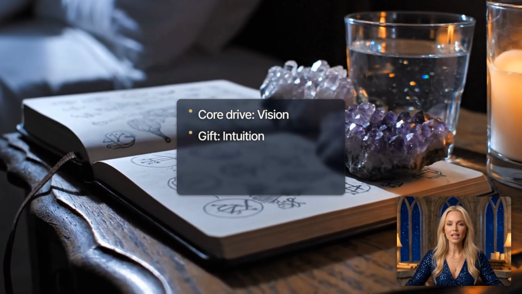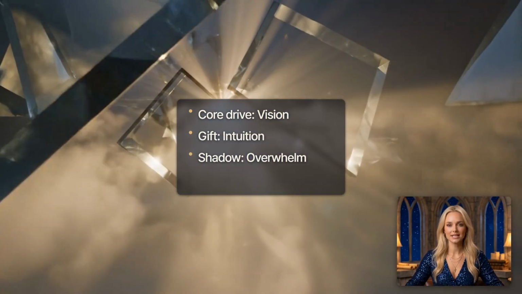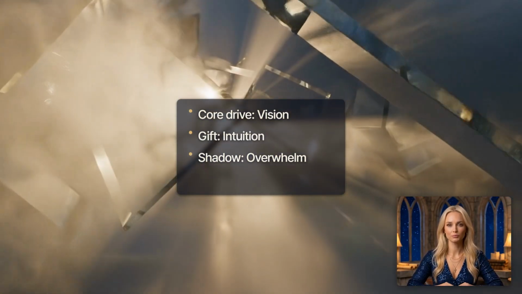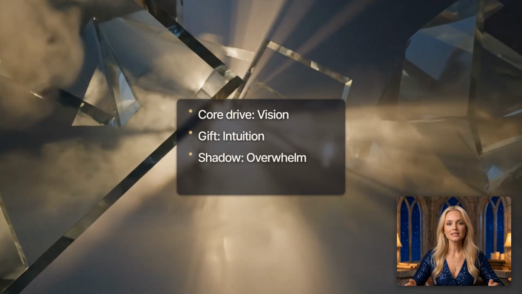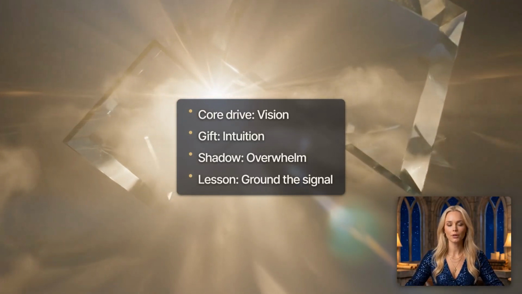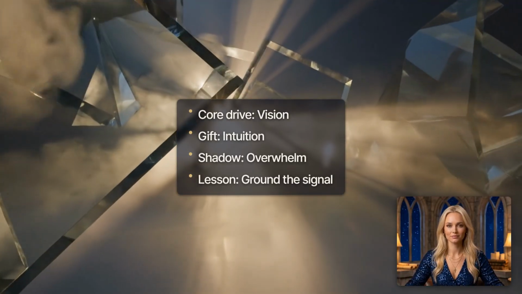But the shadow of 11 is anxiety, overwhelm, nervous system intensity, self-doubt, or feeling flooded by too much input. Your lesson is grounding the signal. Not just receiving truth, but learning how to live it calmly, clearly, and consistently. From insight, we move to building.